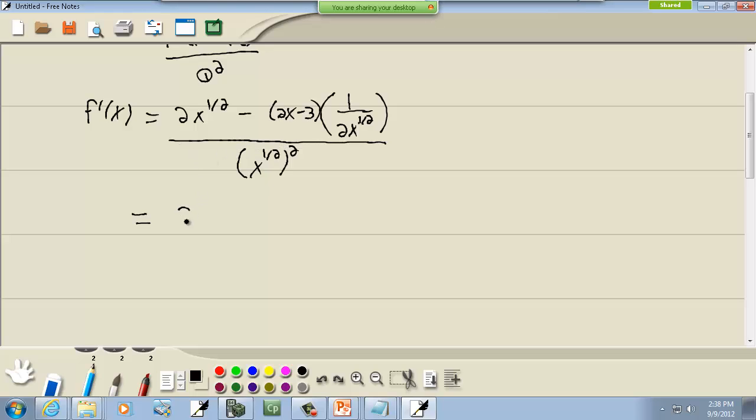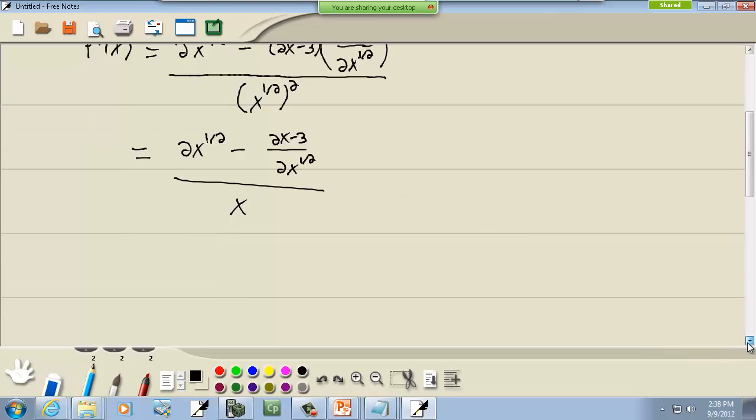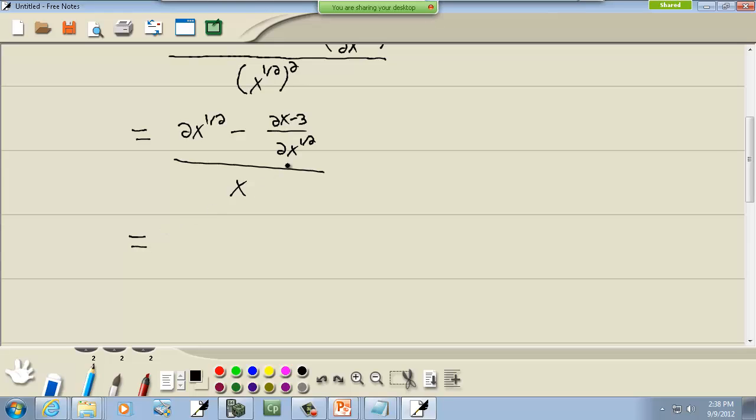Well, that gives us 2x to the 1/2 minus 2x minus 3 over 2x to the 1/2. And when you raise an exponent to another exponent, you multiply the exponents. 1/2 times 2 gives us 1, or just x. Now, we can't have a fraction inside of a fraction, so we'll multiply everything by the LCM of all our inner denominators. The only inner denominator we have is the 2x to the 1/2, so we'll multiply everything by 2x to the 1/2.